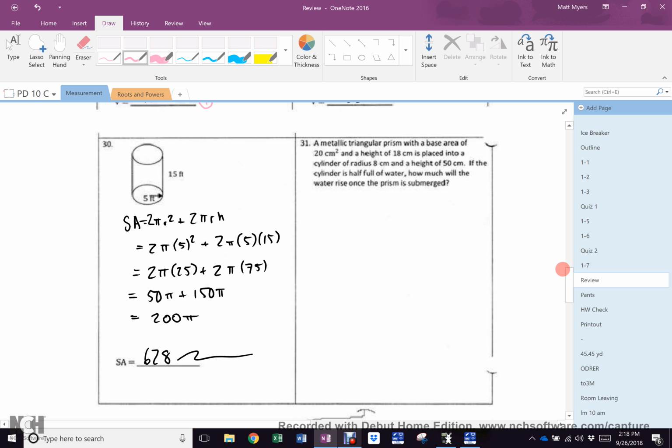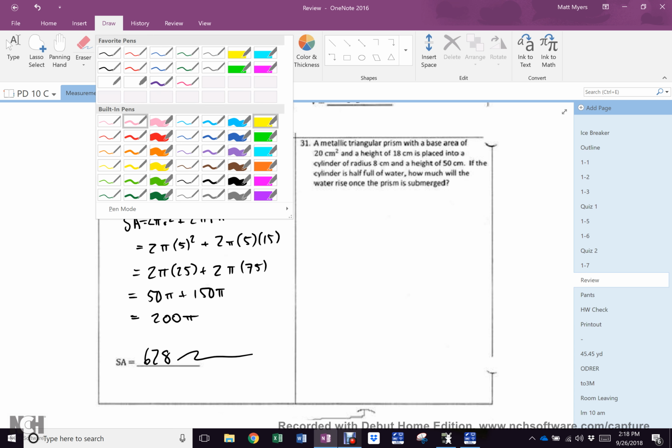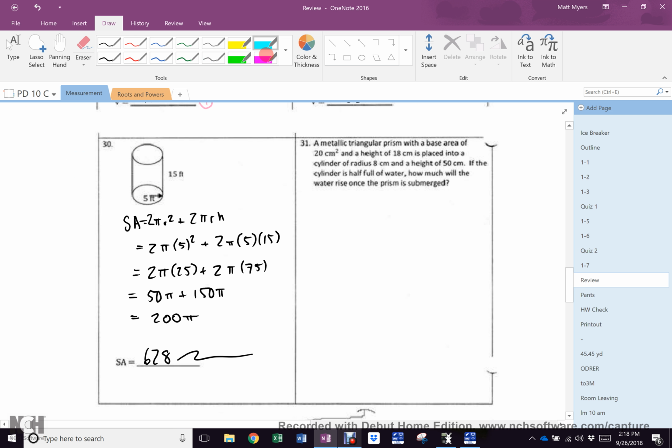Surface area of a cylinder is just the formula. I will accept 200 pi. That makes me happy, but I will also accept 628 point something. That makes you happy.